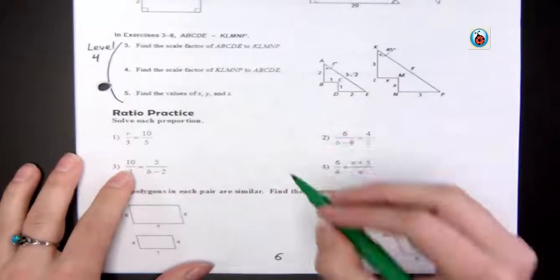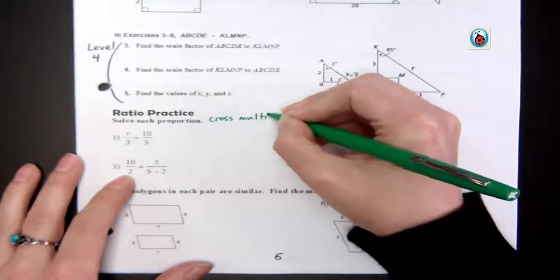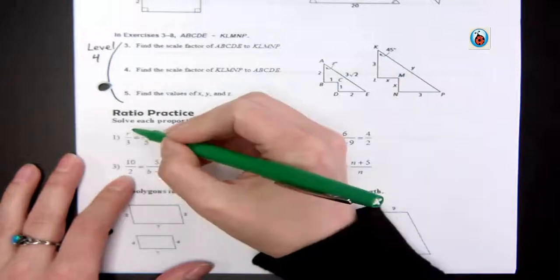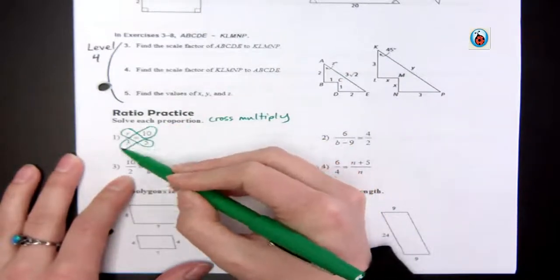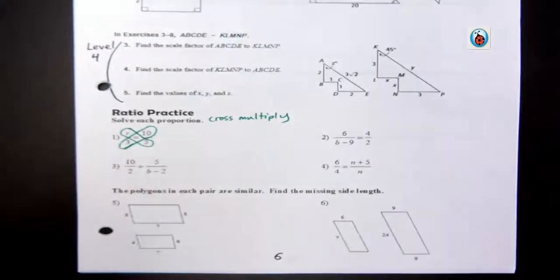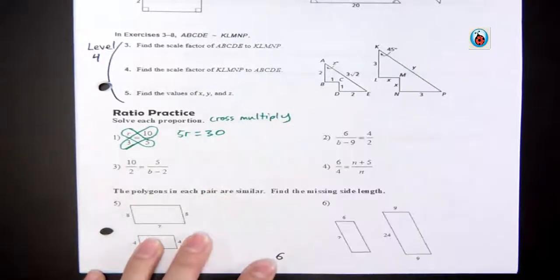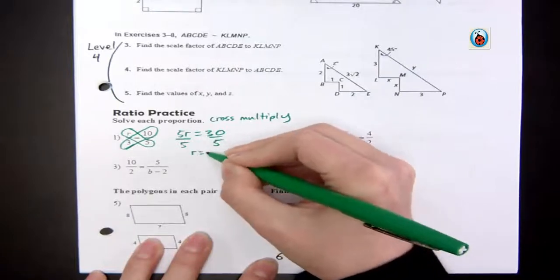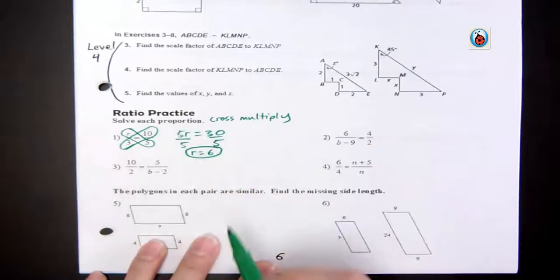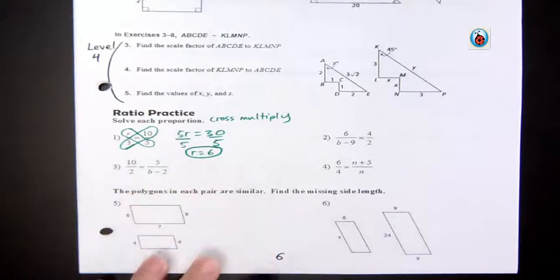And so for ratio practice, the easiest way to solve this is to cross multiply, or you might know it as the butterfly method. We're going to do r times 5 and 3 times 10 as our first step. That gives us 5r equals 30. And then our last step is to divide to get r equals 6. In your calculator, you could check 6 divided by 3 equals 10 divided by 5. They equal each other.